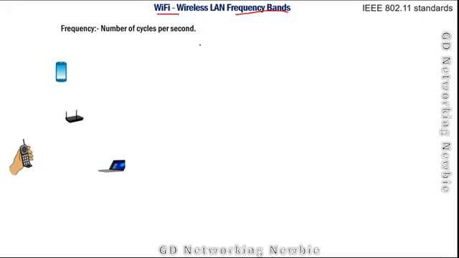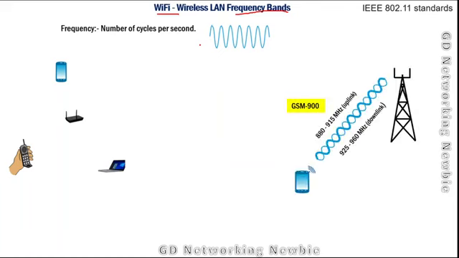So we know that frequency is the number of cycles per second, and like other wireless communication standards such as mobile communication and satellite communication, which use a frequency range for transmission and reception, in the same way Wi-Fi devices or Wi-Fi networks also use frequency for transmission and reception.